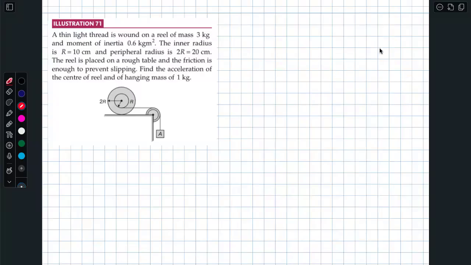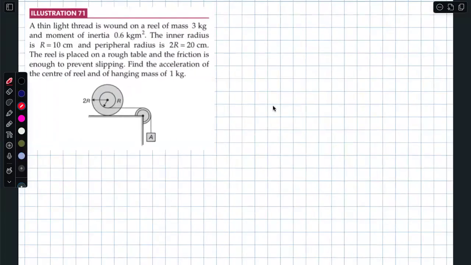A thin light thread is wound on a reel of mass 3 kg, moment of inertia 0.6 kg m². Did you notice all that which I have discussed here? Sure. The inner radius is R equal to 10 centimeters and the peripheral radius is 2R equal to 20 centimeters. The reel is placed on a rough table and the friction is enough to prevent slipping. Find the acceleration of the center of the reel and the hanging mass of 1 kg.